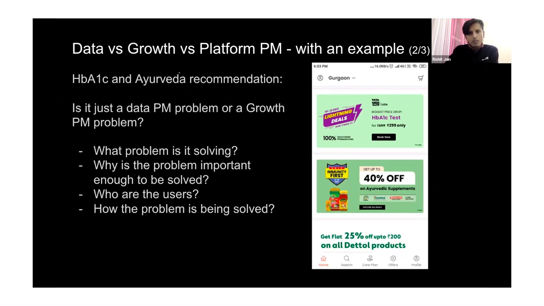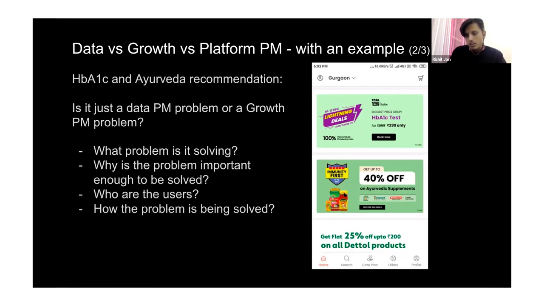Now let's move on to the second example, right? So on the same page, we see these two widgets. One banner is showcasing that you can get an HbA1c test for rupees 299 only. Another one is showcasing 40% off on Ayurveda supplements.